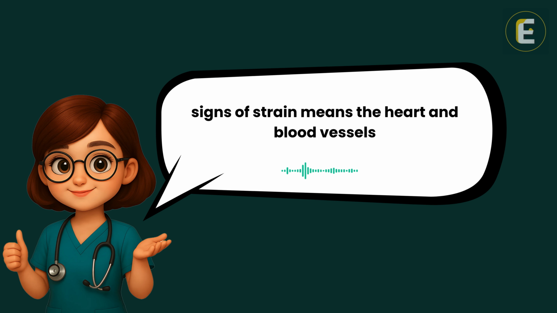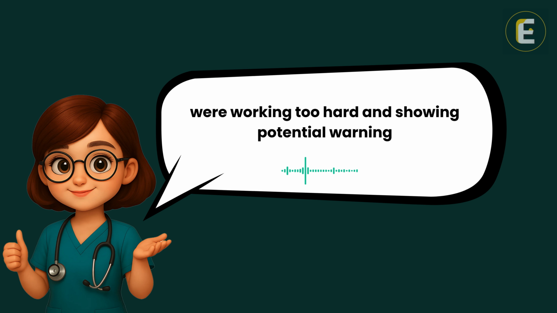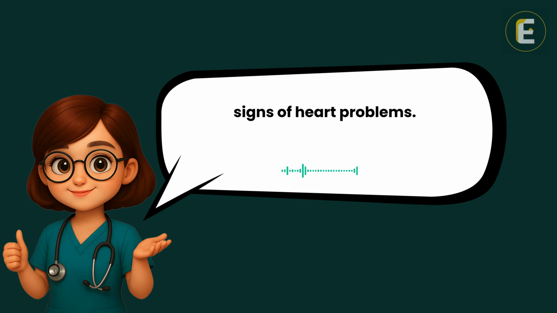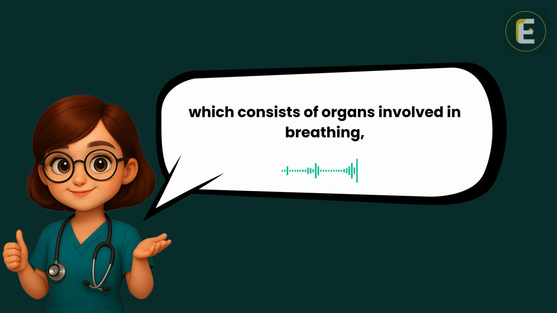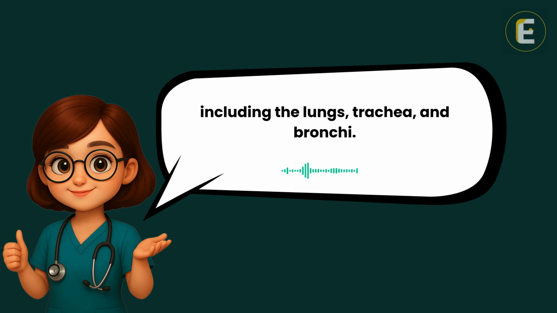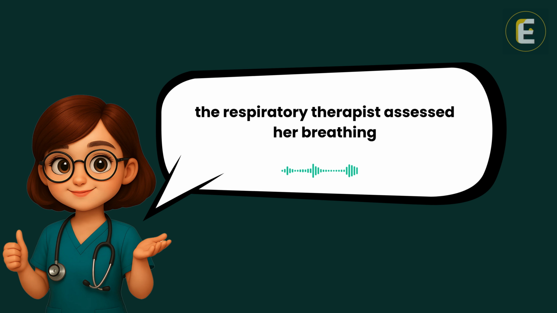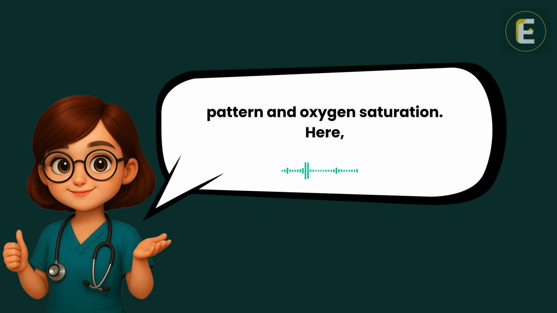In this example, signs of strain means the heart and blood vessels were working too hard and showing potential warning signs of heart problems. Now let's look at the respiratory system, which consists of organs involved in breathing, including the lungs, trachea, and bronchi. For example, the respiratory therapist assessed her breathing pattern and oxygen saturation.